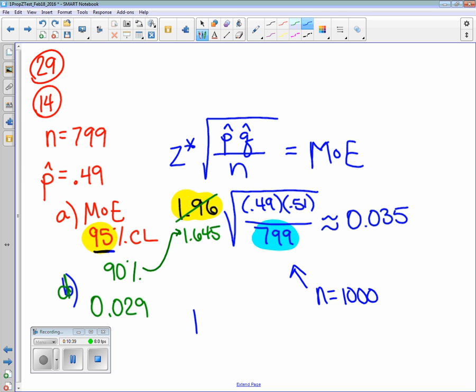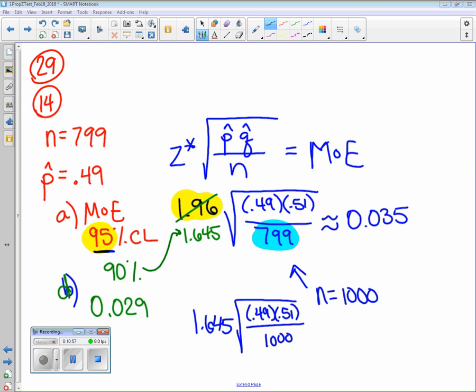Can you go ahead and find out what the new margin of error would be? Take a second, plug it into your calculator. And I want you to tell me what happens to the margin of error when I increase my sample size. So, Maddie, go ahead and plug it in. I'm going to pause my recording. Byron, I want to see you doing it too.